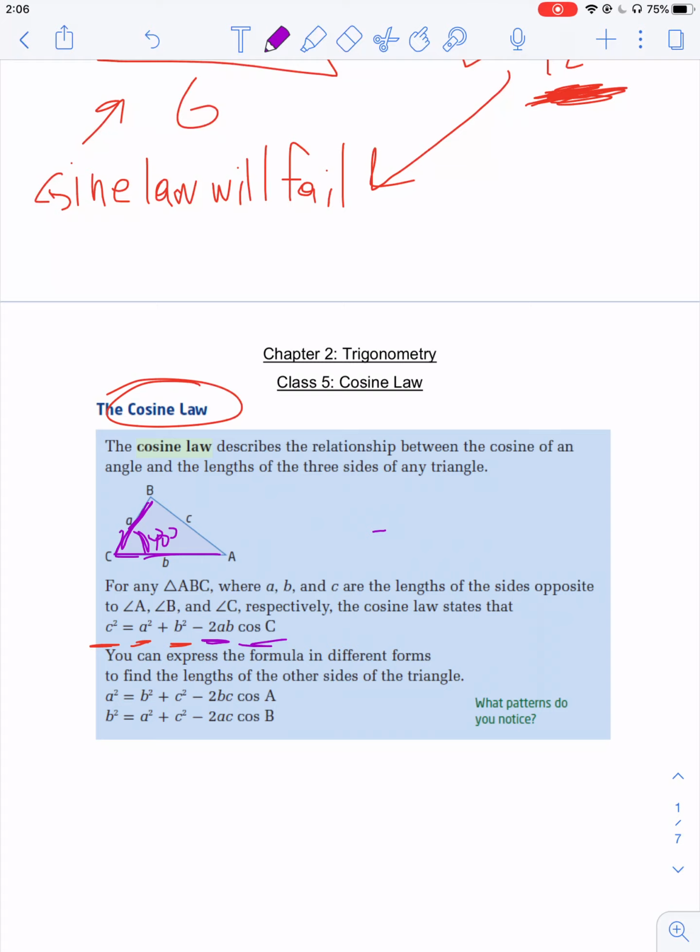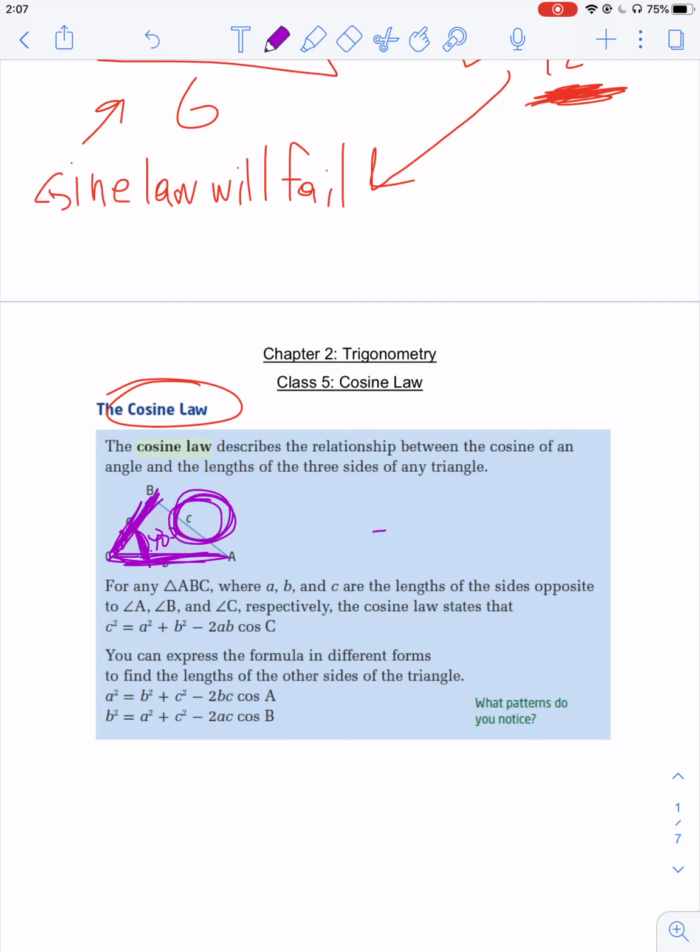Now, again, there are a few things that I want to point out, okay? So for this to work, you need two sides and an angle between the two sides. Okay, so when you have side, angle, side, then you can solve for the side that's opposite to that angle.